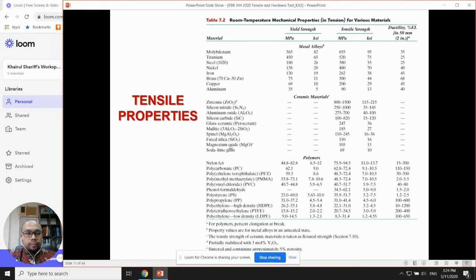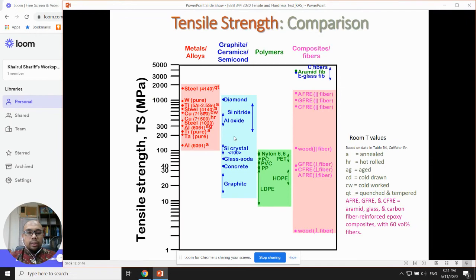Okay, here I share with you. I took this one from the Callister book. Some of the example different type of metal with their yield strength, tensile strength, and ductility as well. Okay, here is the comparison between a metal alloy, ceramics, a polymer, and the composite fiber. As I mentioned in early part of my presentation or videos, normally metal shows the higher tensile strength value in comparison with ceramic, polymer, as well the composites.